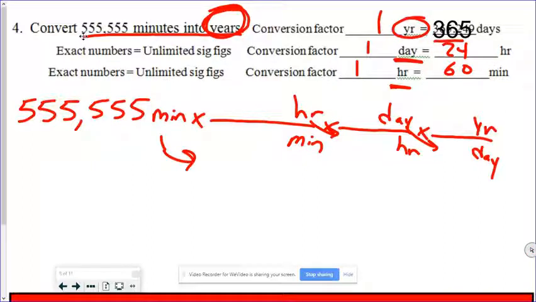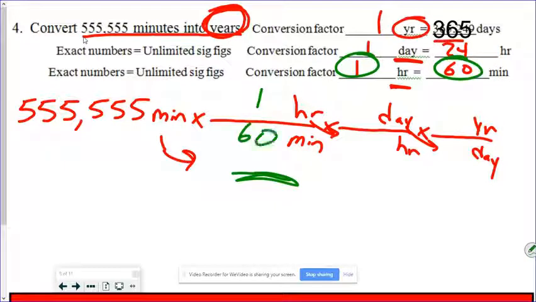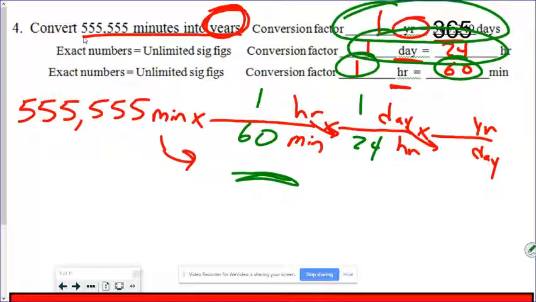Now I got to go and put some numbers in there. Hours and minutes. What's the relationship with hours and minutes? Well, the 1 goes with the hour and the 60 goes with the minutes. What's the relationship between days and hours? Well, the 1 goes with the days and the 24 goes with the hours. So 1 day, 24 hours. And what's the relationship between years and days? The 1 goes with the years and the 365 goes with the days. So the 1 goes with the year and the 365 goes with the days. Labels cancel out. Numbers do not. We're left with our answer in years.